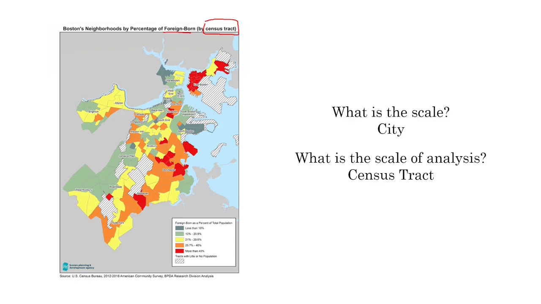And we were looking at a city scale of analysis, which is where we're comparing data between cities. Boston would be just one color. New York would be just one color. Atlanta, one color. Seattle would be one color. You can't get more specific than that.